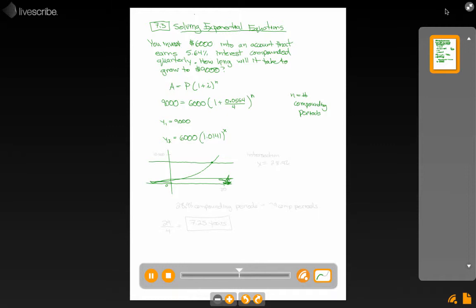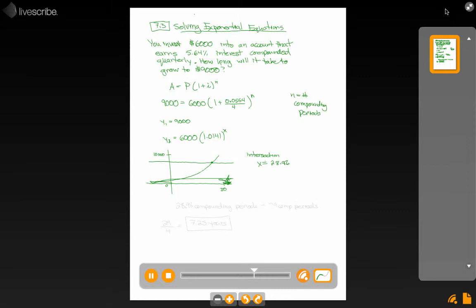So your window settings is something you need to include here. And if you make your window go at least somewhere up past 9,000, 10,000 maybe on the y values, your x values, you'll find that your window better at least go past about 30. So if you make it go to 30, that's good enough. If you make it go to 50 or something like that, it would be good. Your intersection here, if you do second trace intersect, you get that x is approximately 28.96.